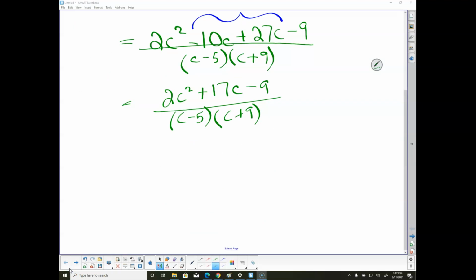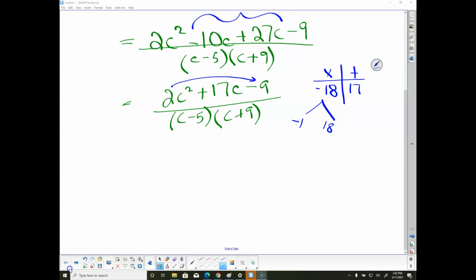Okay, so now let's see if our numerator will give us any factors that we can cancel out. So to factor the numerator, I need to do slide and divide. So I'm going to slide that 2 over to the negative 9. So I need to multiply to get negative 18, but then I need to add to 17. So I know that 1 times 18 gives me 18. And to get those to sum to a positive 17, I'm going to make that a negative 1. Which is nice because it multiplies to a negative 18.